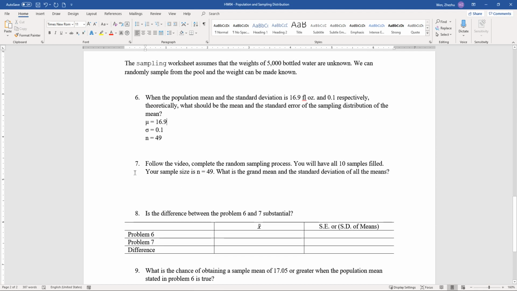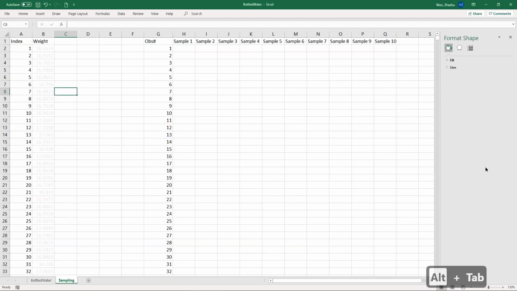And then follow the video, complete the random sampling process. You'll have all 10 samples filled. Your sample size is 49. What is the grand mean and standard deviation of all the means? Okay, let me show you how to do the random sampling first.